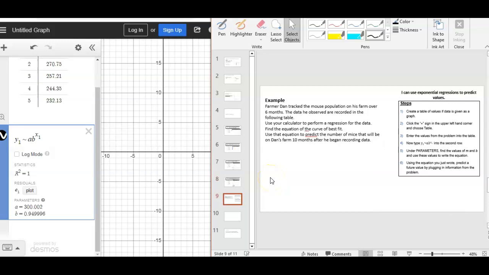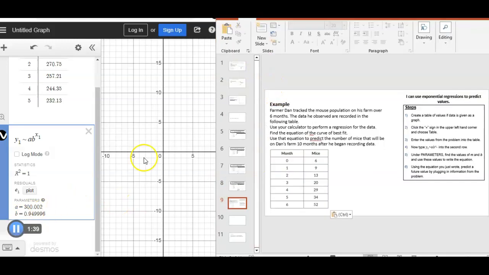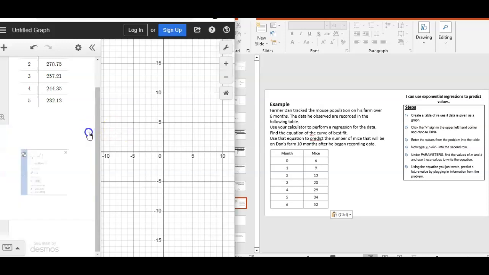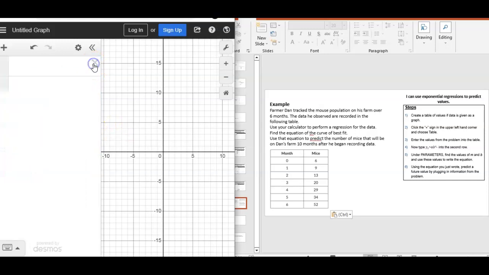So let's try this example. So it says that Farmer Dan tracked the mouse population on his farm over 6 months. The data he observed are recorded in the following table. Use your calculator to perform a regression for the data. Find the equation of the curve of best fit. So what we're going to do is clear out everything, and then we're going to click the plus sign, and then in table we're going to enter these values.